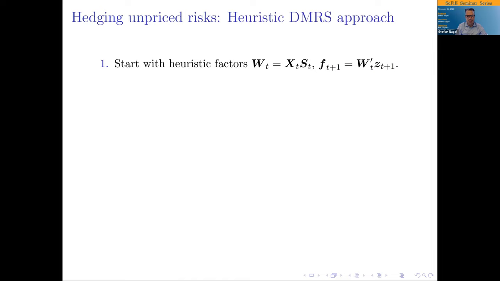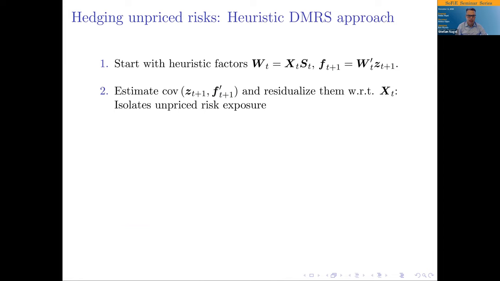Okay, so we're going to look at the Daniel et al. approach, and the way this works is as follows. You start with your heuristic factors. So this could be the OLS factors, for example, of Fama-French. And then you look at the covariance of these factors with excess returns. And then you take the residual of these covariances with regard to X. And this is basically what isolates the unpriced risk exposure, right? Remember, under our assumptions, X spans the cross-section of conditional expected returns. So if there's something in these covariances that's unrelated to X, that's basically unpriced risk exposure.